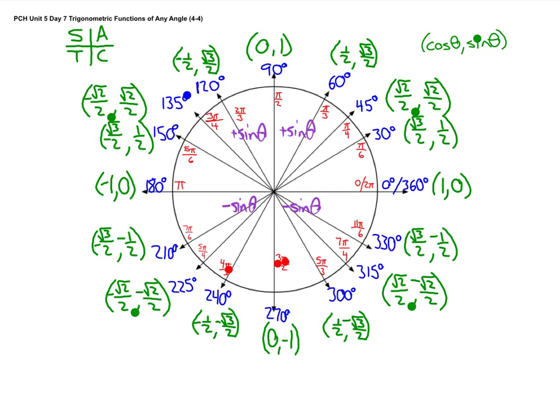Alright, so if cosine is the x coordinate, we just have to look at where the x coordinate is going to be negative. And you were right. In the second quadrant, cosine is going to be negative. And in the third quadrant, cosine is going to be negative. However, look at where the x coordinates are positive. x is positive here in the first quadrant and in the fourth quadrant.